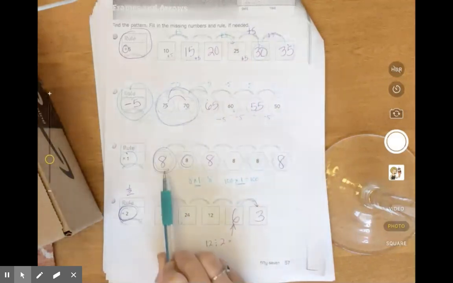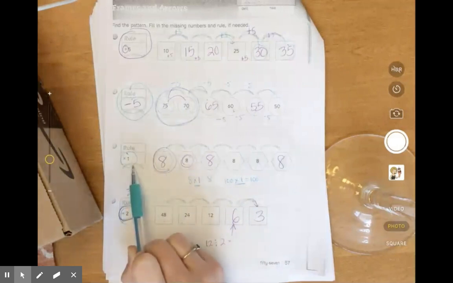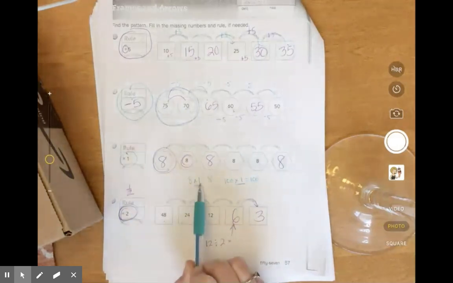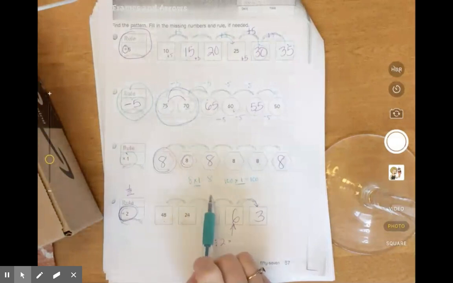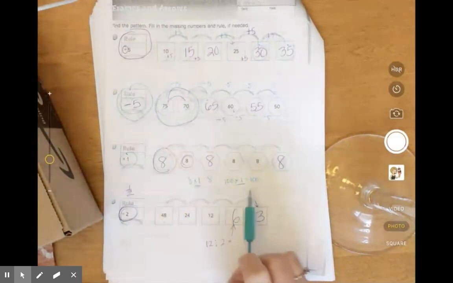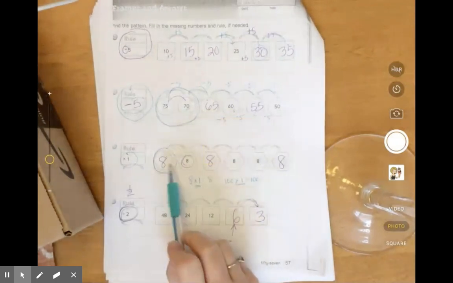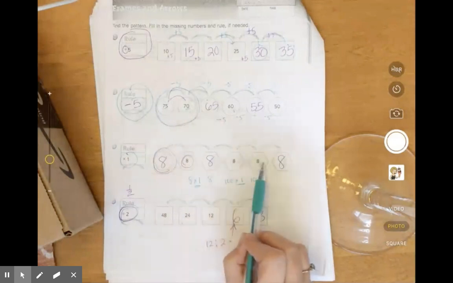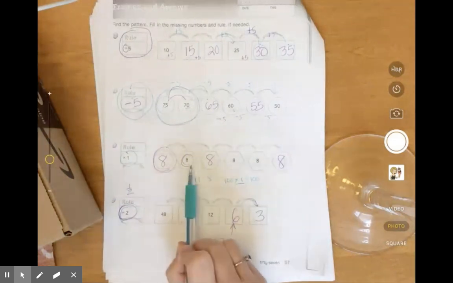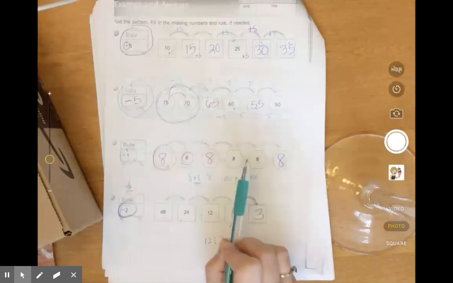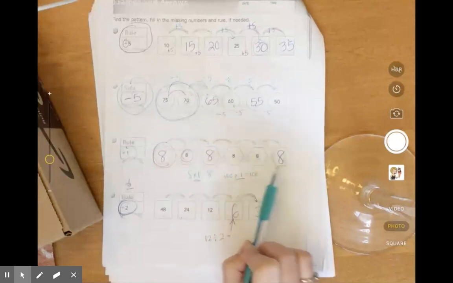Okay, this one was a funny one. The rule was times 1. So anything times 1 is going to be itself. So 8 times 1 is 8. 100 times 1 is 100. 999 times 1 is 999. So in this case, we have 8s in every single box because 8 times 1, 8 times 1, and so on. It's all 8. It's kind of a funny one.